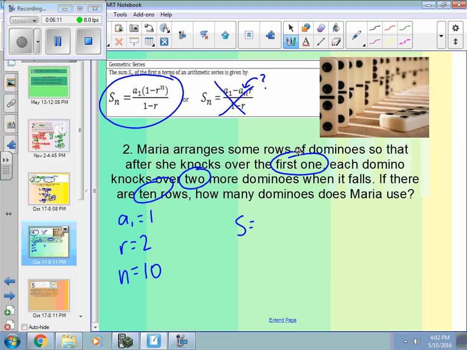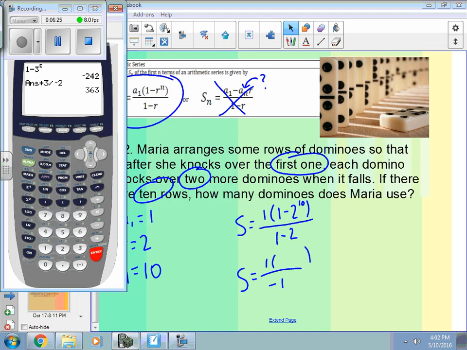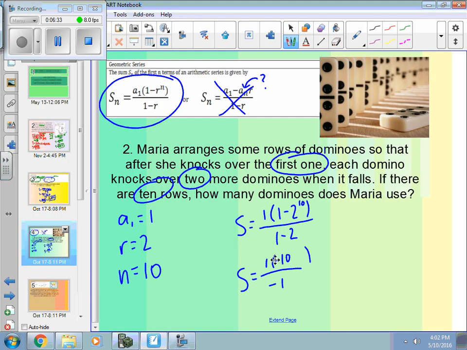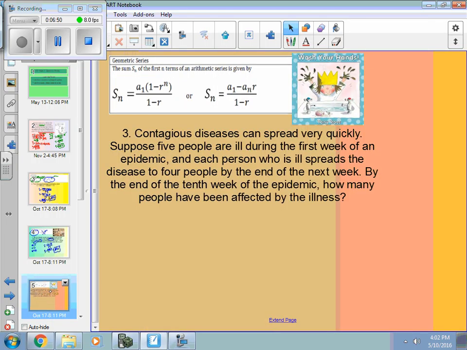So our sum is going to be 1 times (1 minus 2 to the 10th power) all over (1 minus 2). Simplifying that, our bottom is going to be -1. Let's use our calculator again to see what the parentheses are going to be. Looks like we get -1023. Well, if we times that by 1, it's still the same number. Divided by -1 would make this positive 1023. So it would take over 1,000 dominoes to set up these 10 rows.